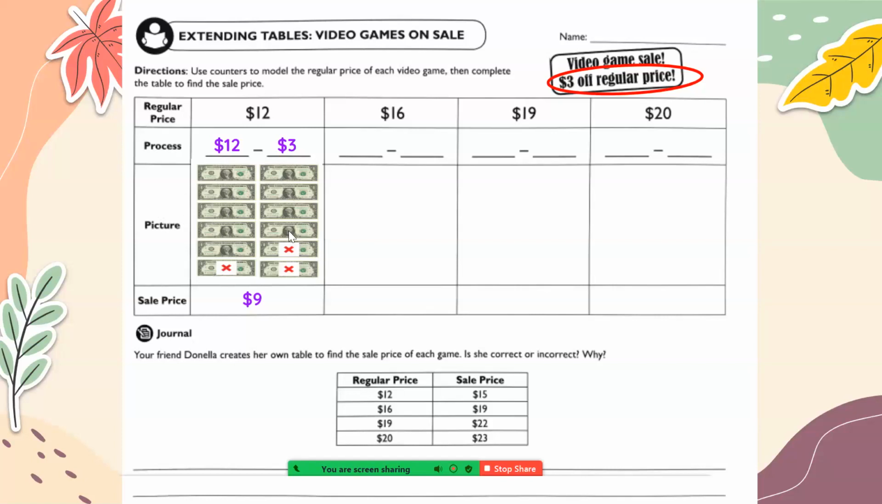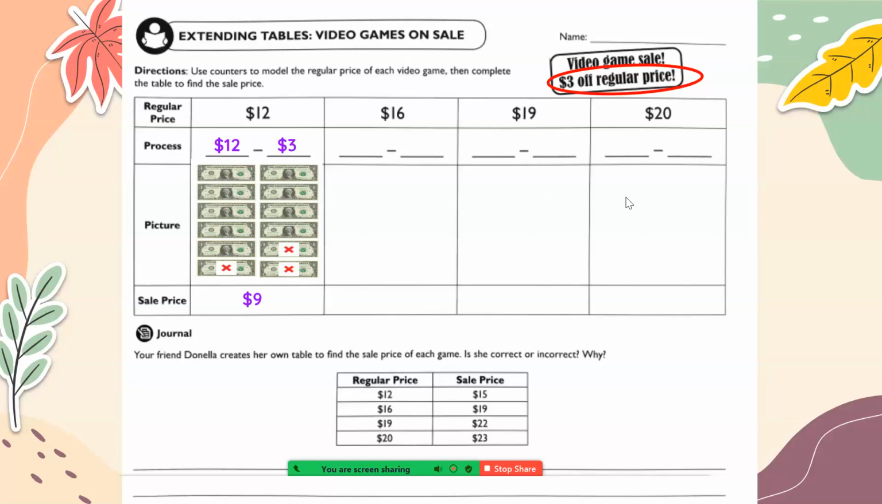So they will have to use counters or dollar bills and then draw a picture of it, okay? And their pictures can be rectangles or circles. It absolutely doesn't matter. So they're going to go through this process for all of these different amounts because video games don't cost the same price. So this video game, the regular price was $12. This one, it's $16. This one, it's $19. This one's $20. And so they'll go through this process for all of these.